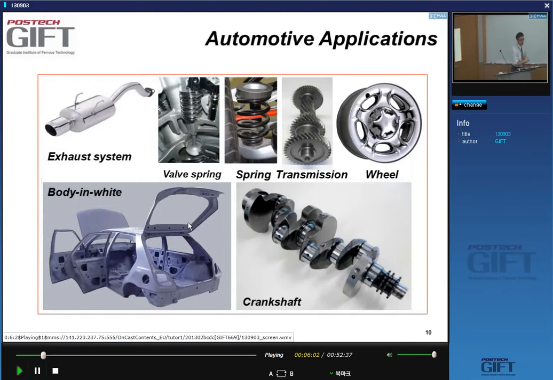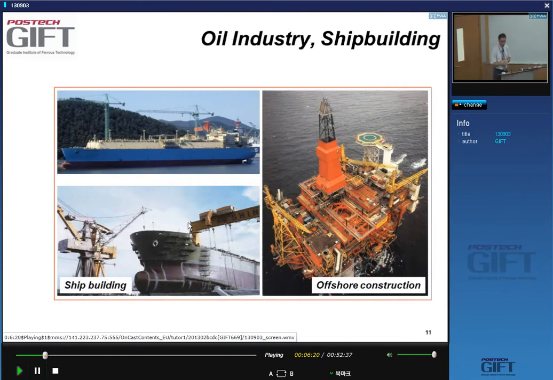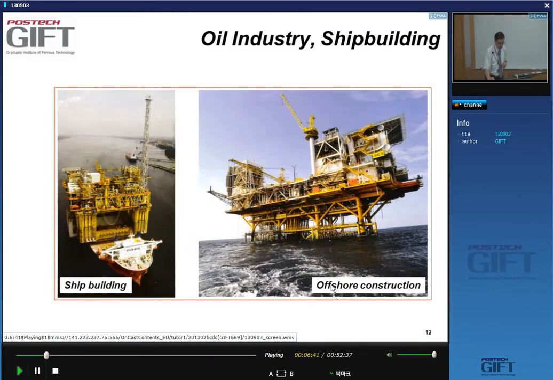Automotive is a big user of steel-based materials for the auto body, of course, but also for the powertrain and components of the powertrains. We have the use of steel in engineering applications such as oil industry, shipbuilding, where a ship or, for instance, offshore construction is almost entirely built of steel. So, these are a couple of examples here of these offshore constructions.